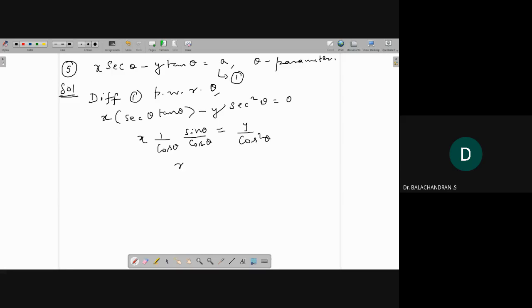So x into sin theta equal to y. So sin theta equal to y by x. So in the right angle triangle, this is 90 degree, this is theta. So sin theta equal to y by x means this side is y, here x. So this side is root of x square minus y square.